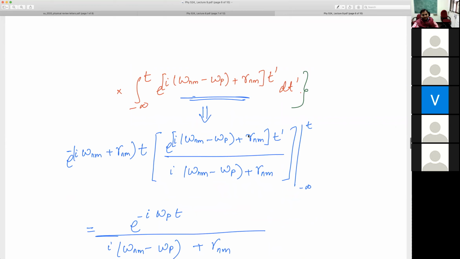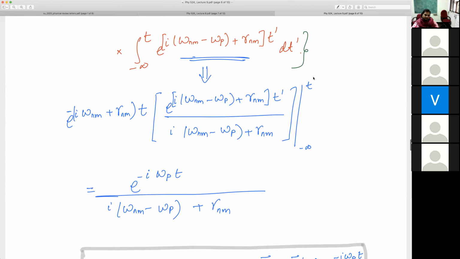And because of this gamma nm term, minus infinity will vanish because of e to the power minus gamma nm t prime. Okay, so there should be a minus sign outside. Sorry, so e to the power gamma mn with a minus, as t prime goes to minus infinity, this term will vanish, and only the t term will contribute basically.